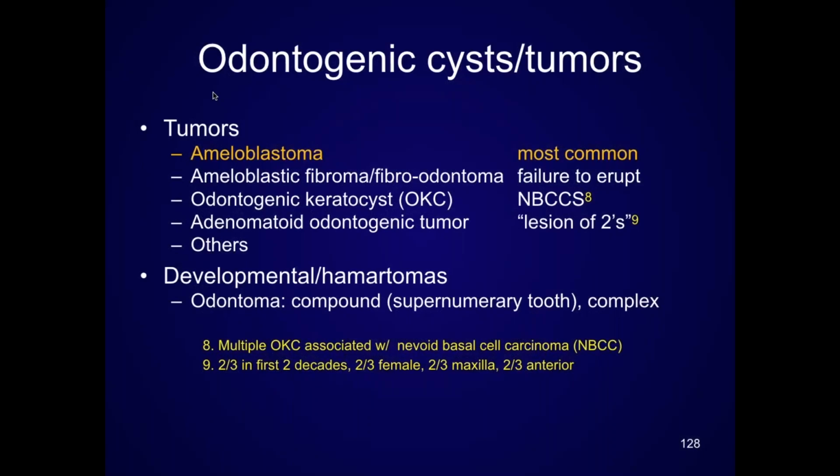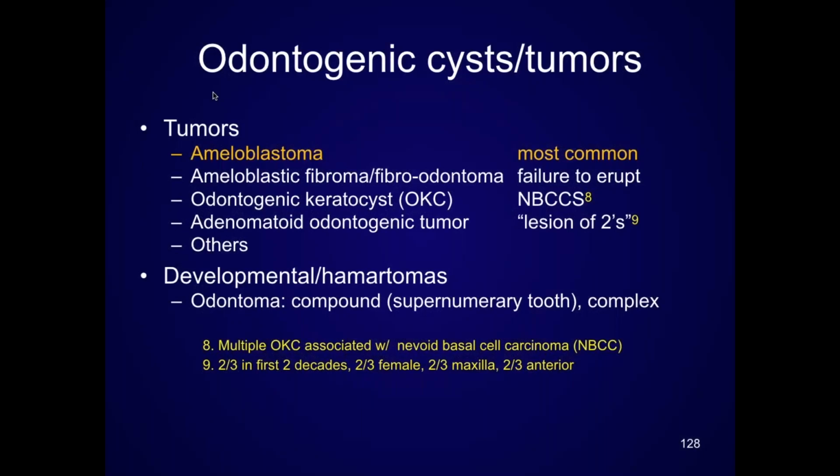diagnoses. The ameloblastic fibromas and the AOTs, right? Those are the lesions of twos, the kids, failure of eruption, right? 2/3, especially AOTs, 2/3 female, 2/3 anterior, 2/3 maxilla, 2/3 in the first 2 decades.